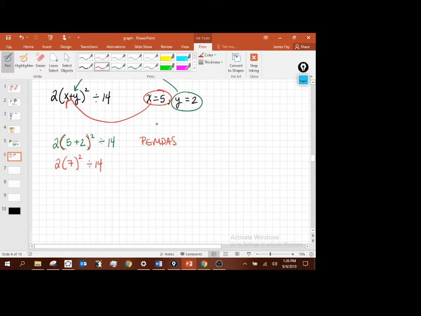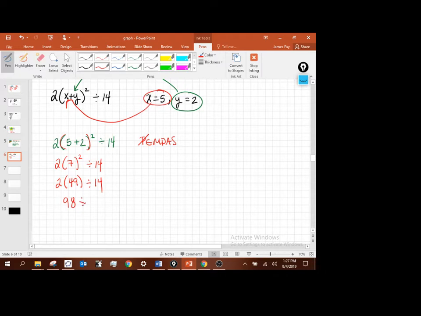So we did parentheses. Now I get to exponents, right? So what does this exponent go to? Just the 7. So I'm going to go 2. 7 squared is 49. That's fine. And then divide by 14, right? Now, in order of operations, what do I have to do next? 49 times 2. What's that? I don't know. Wait. 98. Good. Okay. Now. Oh, I'm wrong.